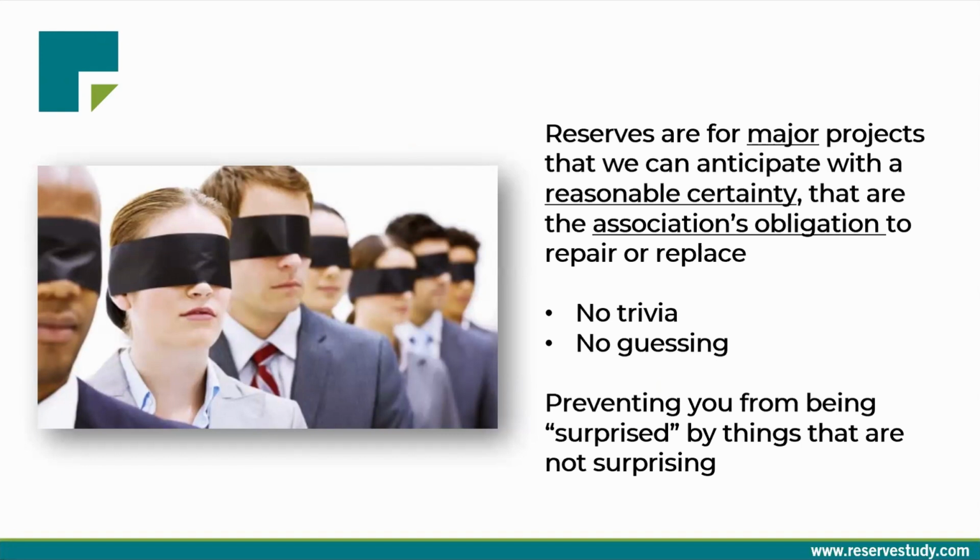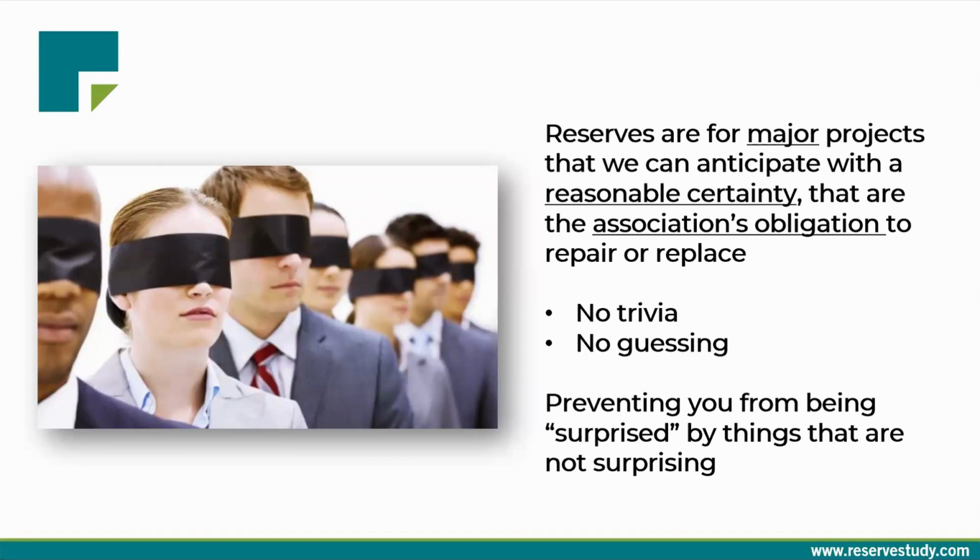The mops and buckets and light bulbs, do those from the operating budget. There's no guessing because we know that there's going to be a failure of the roof eventually. Roofs fail. We're not going to guess about things that might happen. So guesses are still maybes. They don't appear in the reserve budget. We want you, with your reserve budget, to look at that and therefore not be surprised by the things that are not surprising. All right?